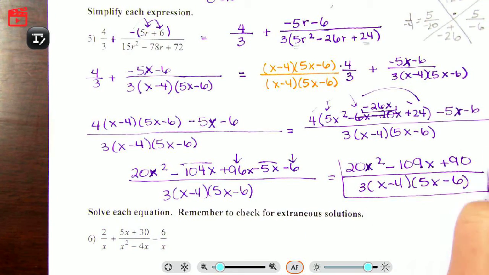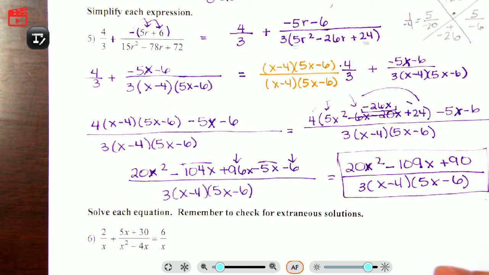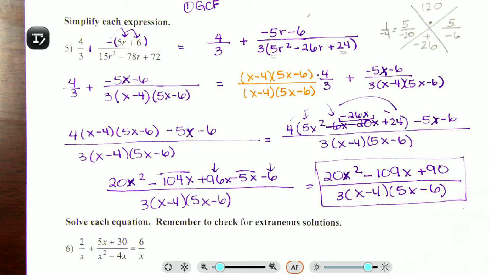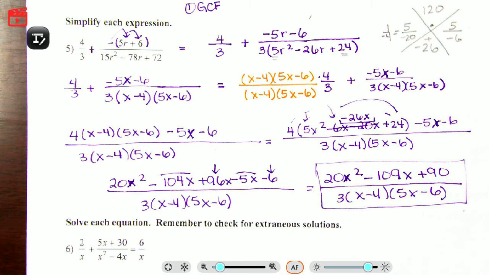Now, if you can factor this further, if you can refactor the numerator and start simplifying, you can do that. This is your final answer on that one. All right, we're just going to leave it at number 5.